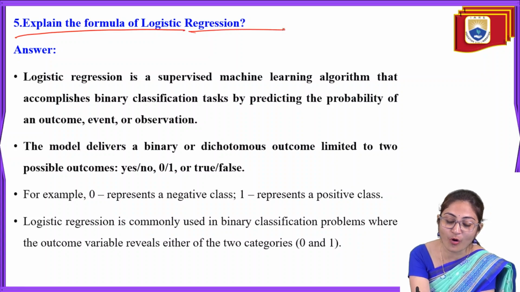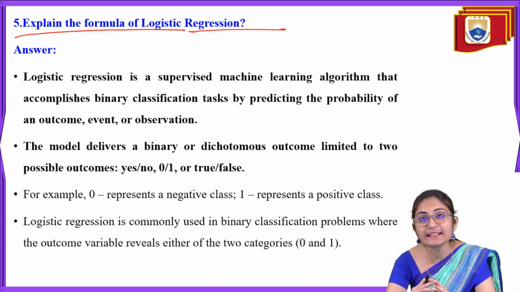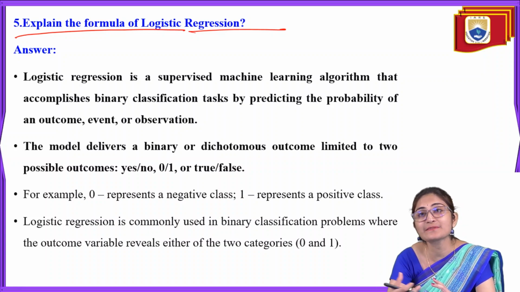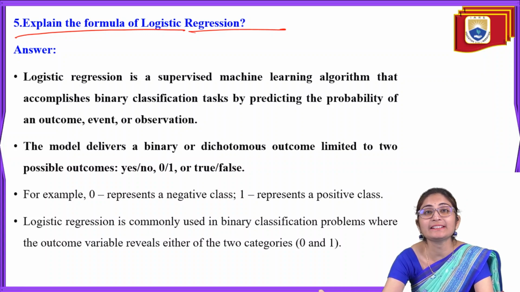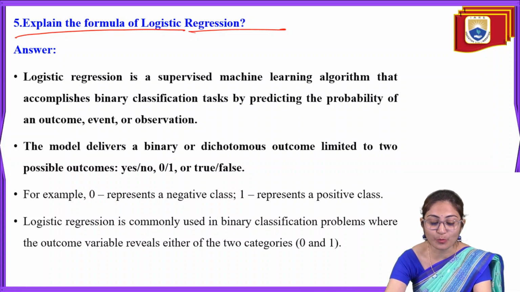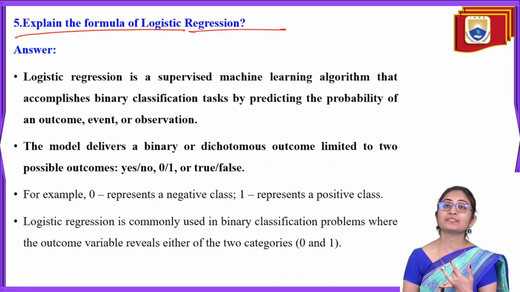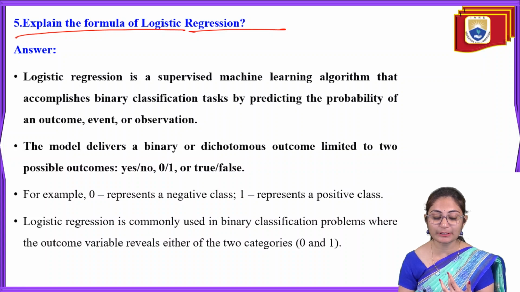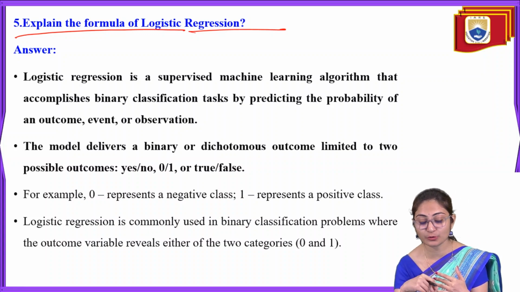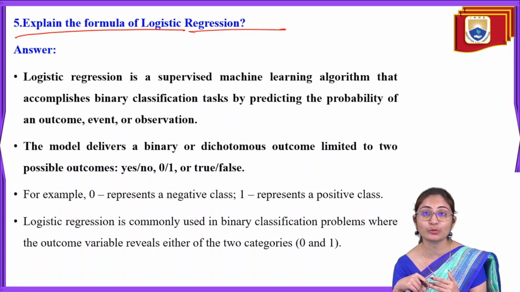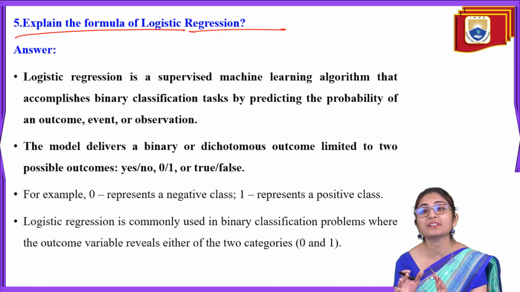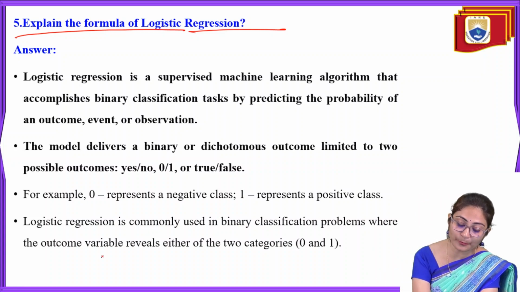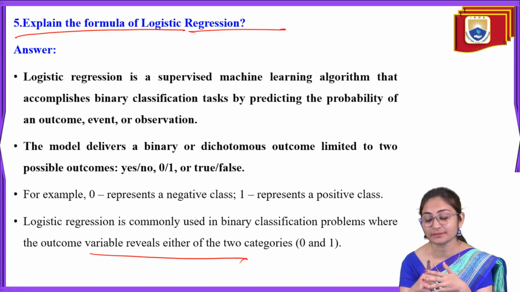Next one, explain the formula of logistic regression. Actually, logistic regression is a supervised machine learning algorithm, and it accomplishes binary classification tasks. Which type of task? Like predicting the probability and outcome of an event or observation. So this model delivers a binary or dichotomous outcome, which is limited to two possible outcomes, like yes or no, 0 or 1, true or false. Generally 0 will represent the negative class, 1 will represent the positive class, and logistic regression is used for binary classification problems where the outcome variable reveals either of two categories, like 0 or 1.